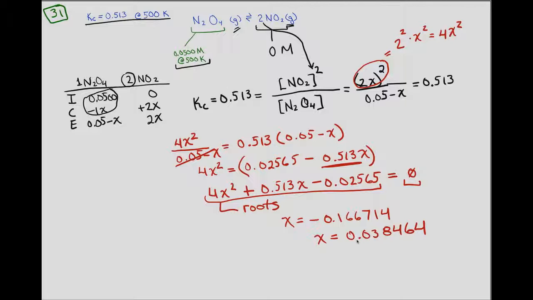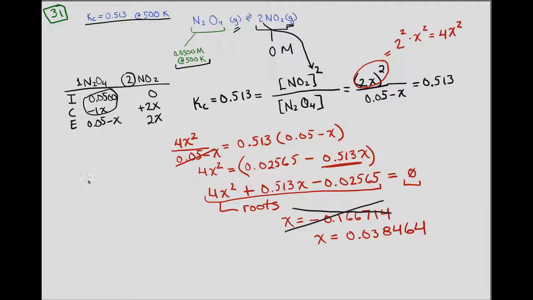Now, we can only use one of these values. Which value do we use? So let's look up here. The concentration for NO2 is 2 times x. Well, if we took this negative value and plugged it in, we'd get a negative concentration. I'm not really sure what that is, so I'm pretty sure that's probably not right. So what I'm going to do is go ahead and write an x through this, and then we're going to take this x and plug it in there.